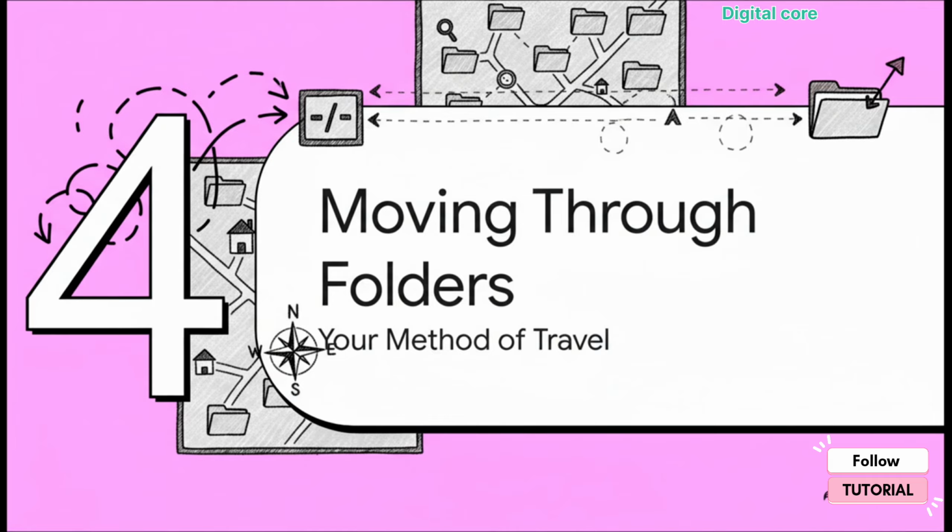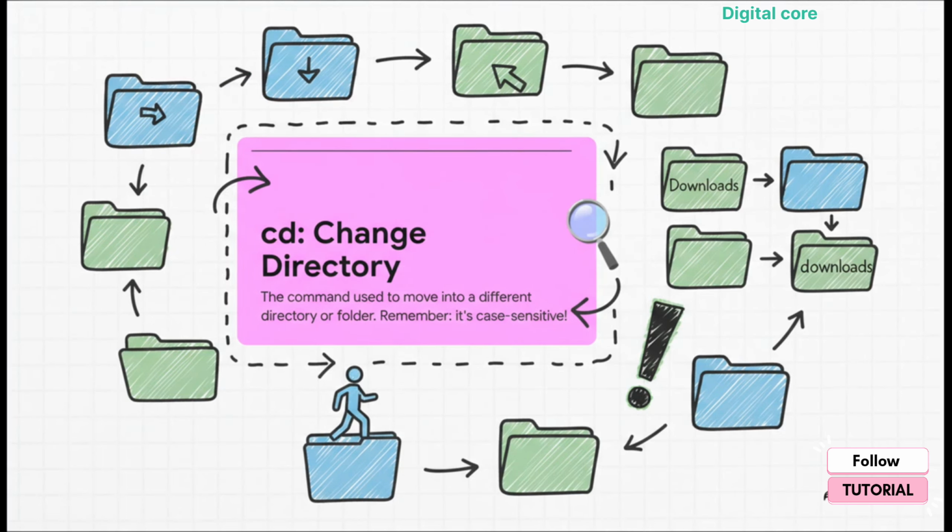Okay, so let's recap. We know where we are, we can see all the folders around us, so what's the next logical step? It's time to actually learn how to travel. Let's get moving from one place to another. Our mode of transportation for this is the cd command. It's short for change directory. All you do is type cd and then the name of the folder you want to go into.